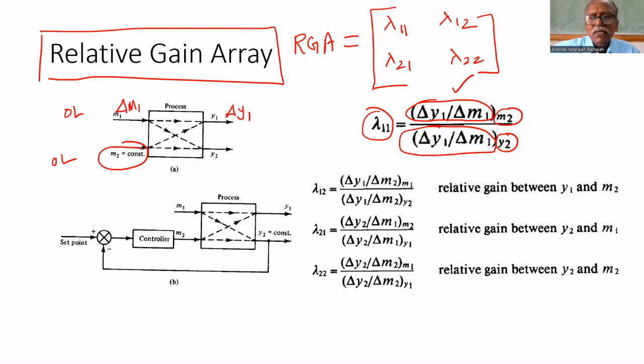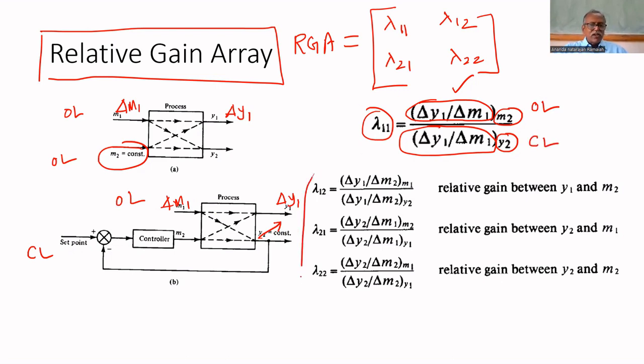How to get the denominator? The denominator is the change in y1 for change in m1, but keeping y2 constant. Because there is interaction, any change in m1 will affect y2. So how to keep y2 constant? We have to close the loop. So the second loop will be closed loop to find the denominator. The first loop will be open loop, and the second loop will be closed loop. If you do that experiment, you will get the denominator. If you do like that, you will get lambda 11.